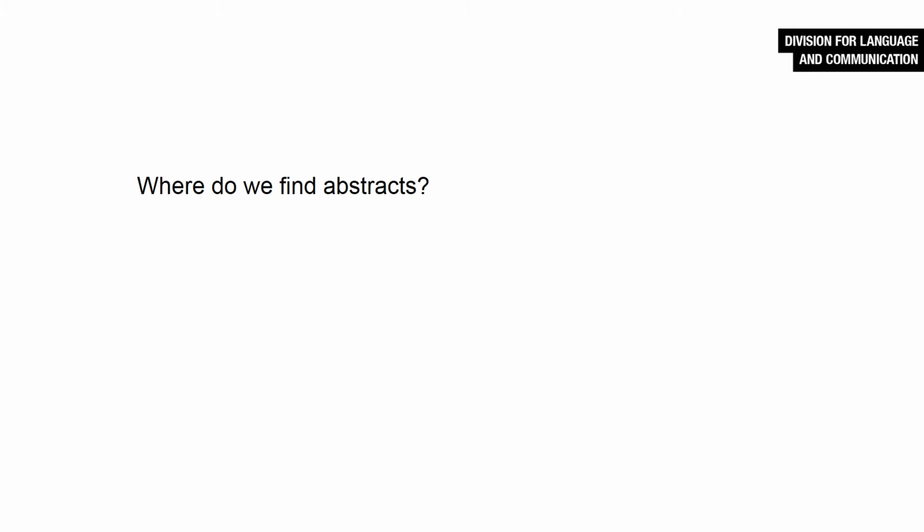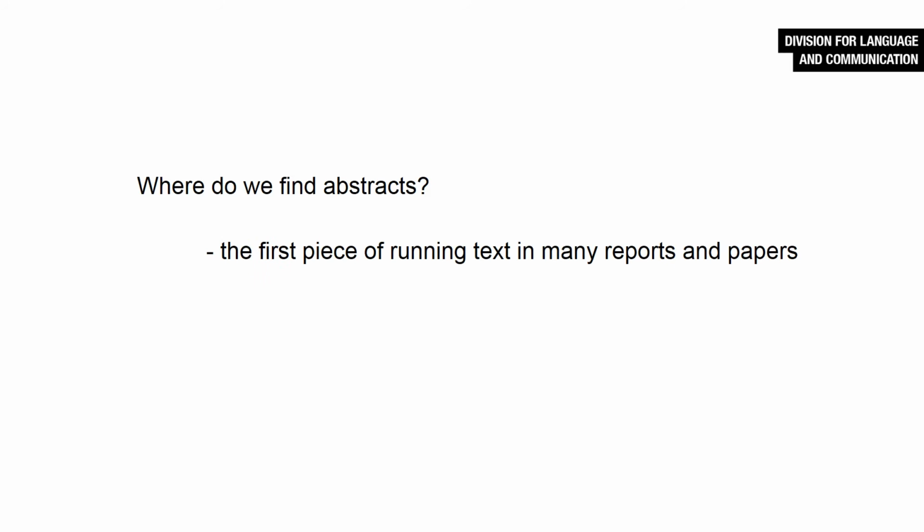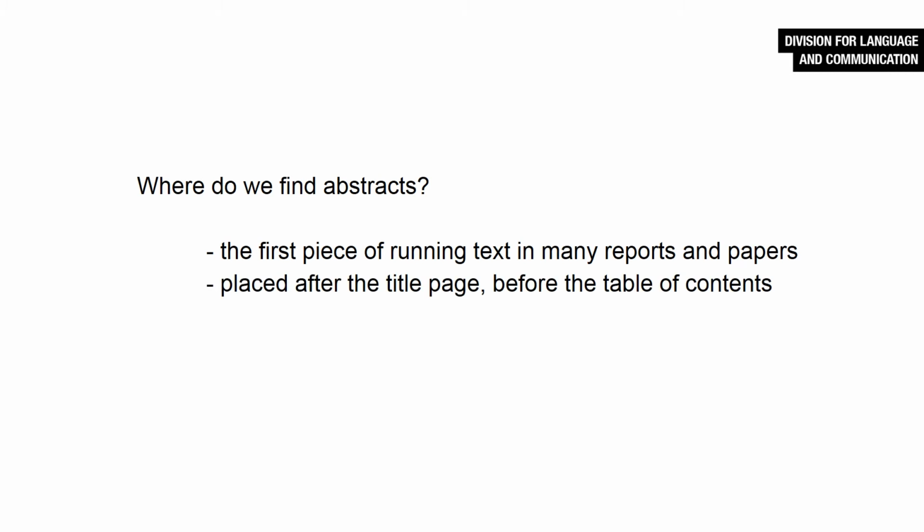First then, where do we find abstracts? It's the first running piece of text in many reports. It's placed after the title page, but before the table of contents. We also note that, depending on the type of report, the abstract can be called summary or even executive summary, for example in a company report, but these can also be a bit different from each other. In Swedish, an abstract is usually called abstrakt, sammandrag or sammanfattning.